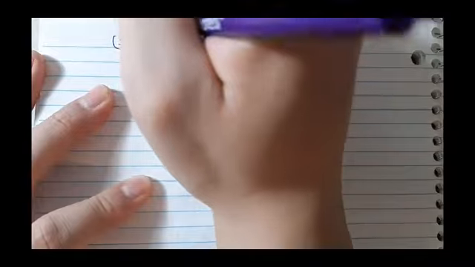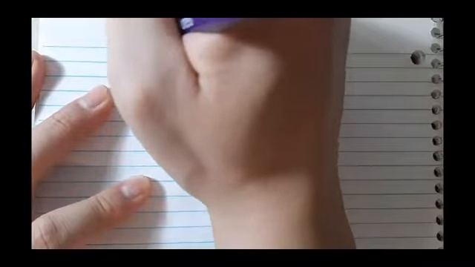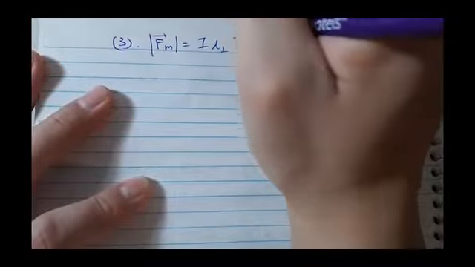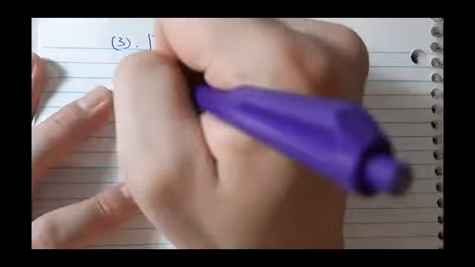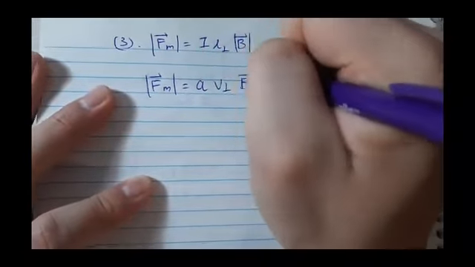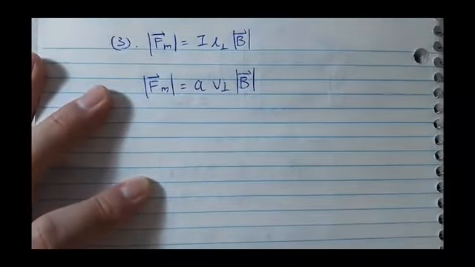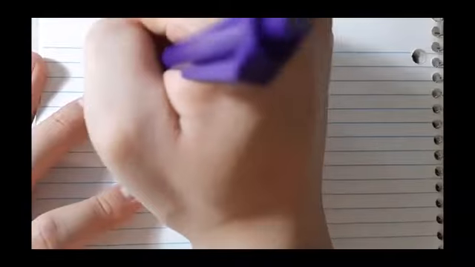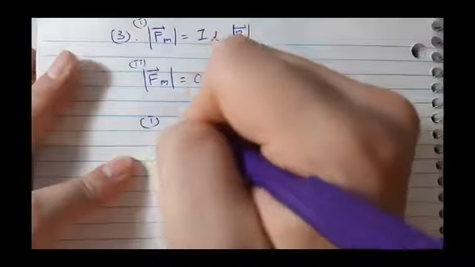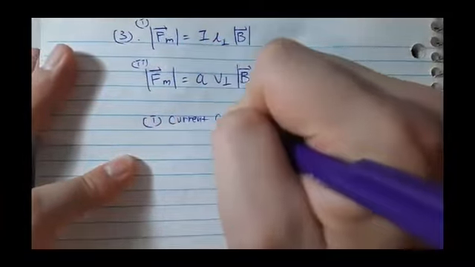Rule number 3 basically represents our ultimate situation. There are two applications of it: FM equals ILB versus FM equals QVB. Everything is perpendicular to each other. There are two different situations. I'm going to use one of them as a left-hand rule and one of them as a right-hand rule. So let's go through the first example. This is a situation where a current carrying wire is required.